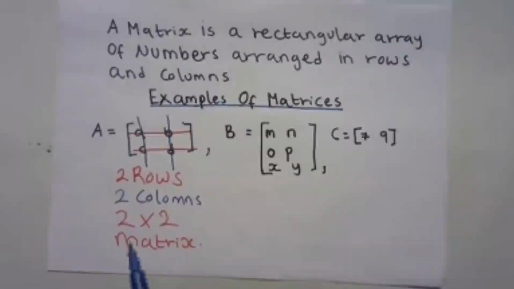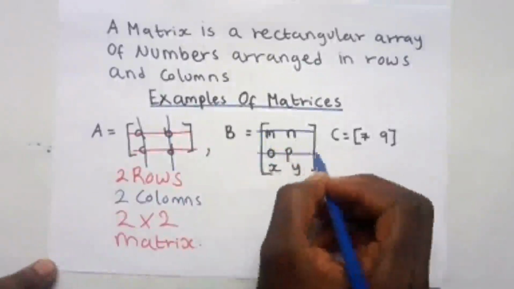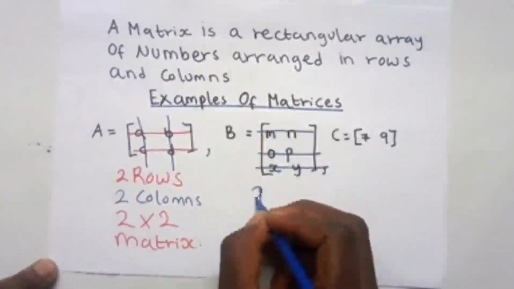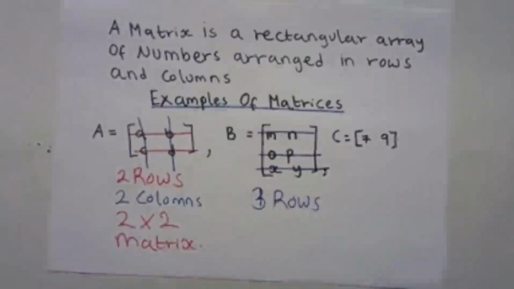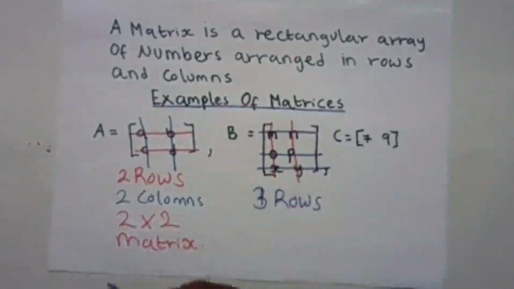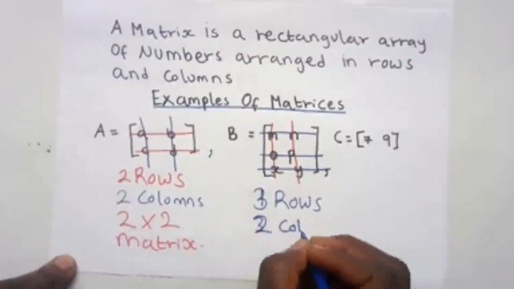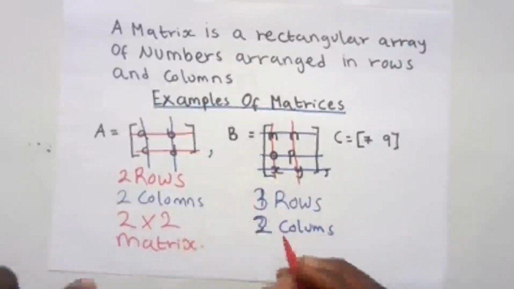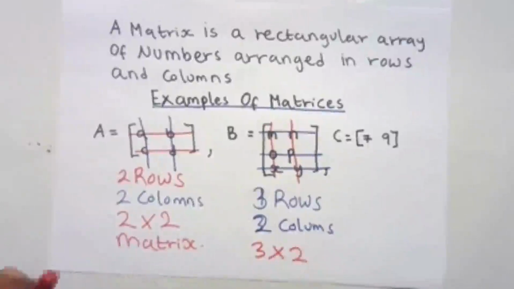Look at matrix B. It have how many rows? 1, 2, 3. So matrix B have 3 rows. And how many columns? 1, 2. It have 2 columns. Therefore, matrix B is a 3 by 2 matrix.